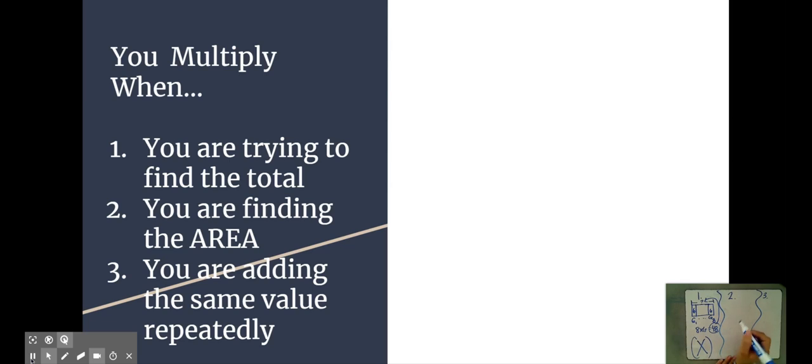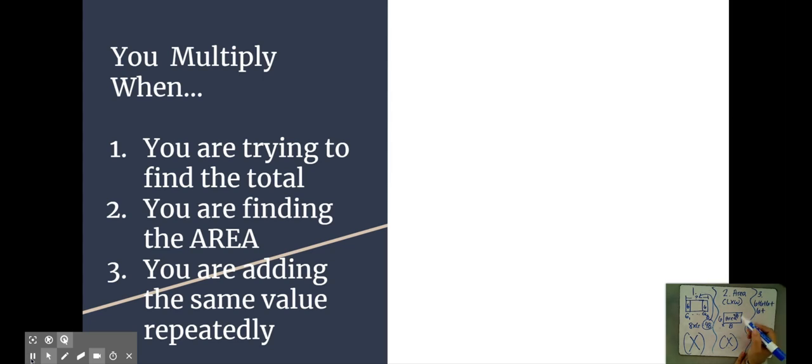So next, we said finding the area. So area is all about length times width. So if you had 6 as your width and 8 as your length, to find the area, which is what's inside, multiplying that, you would get 48, because 6 times 8 is 48. So that's also multiplication.